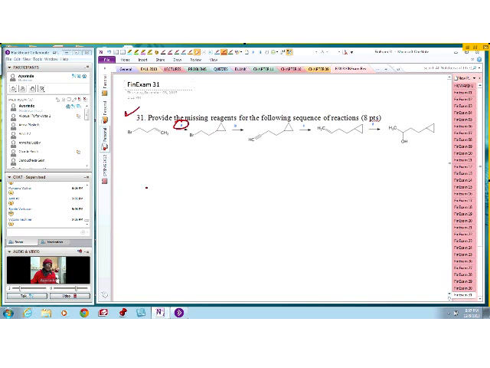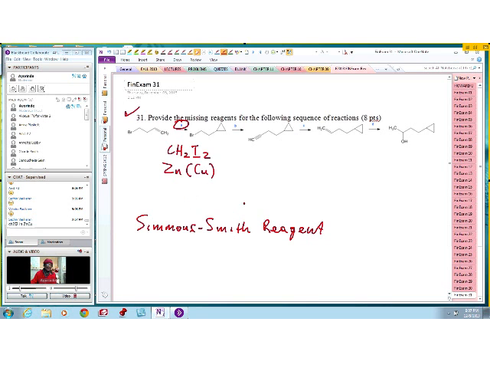Okay, you want me to help you out? There is what we call a Simmons-Smith reagent. Very good, you guys got it. That is your Simmons-Smith reagent, which is diiodomethane in the presence of zinc amalgam.